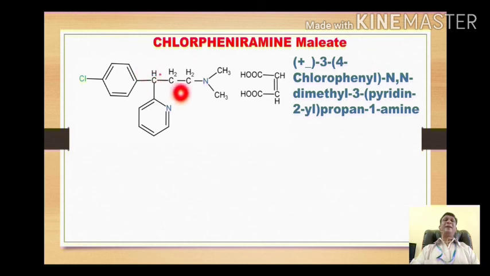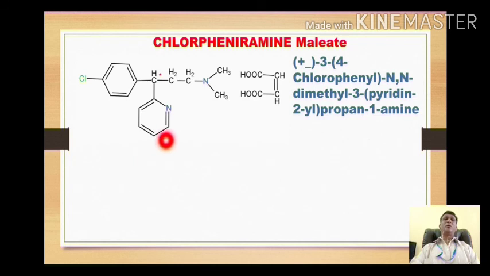So it is a 3-carbon chain, so we will consider it as a propane, and attached with nitrogen it will become propanamine. So the nitrogen is attached on position number 1, so we will call it propane-1-amine. So it will be number 1, this will be number 2, and this will be number 3. So on 3 we have this 4-chlorophenyl. Again on 3 we have pyridin-2-yl, because this pyridine ring is attached with its second position.